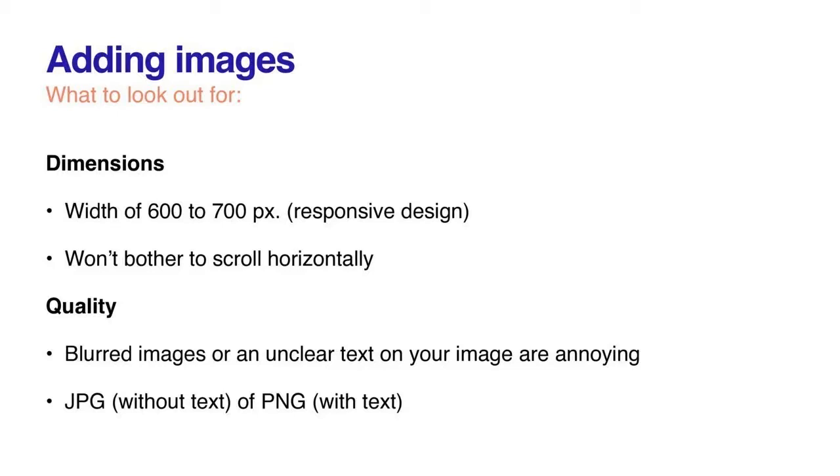For the quality, you want to choose an image of good quality. Nothing is as annoying as a blurry image or an unclear text on your image. So JPEG images are fine for pictures, but if you want to include texts on the image, that will result in a lower quality. So then you can best use PNG images when you have text on that image or when you have used several layers in the design. So if it needs to really be very crisp, then it's better to switch to PNG.